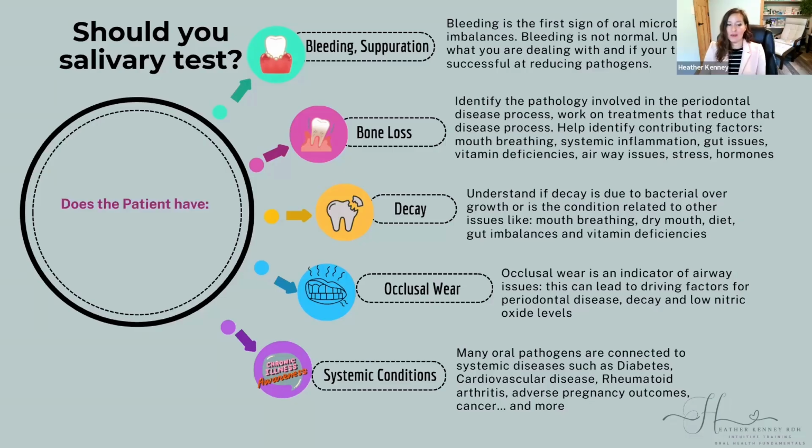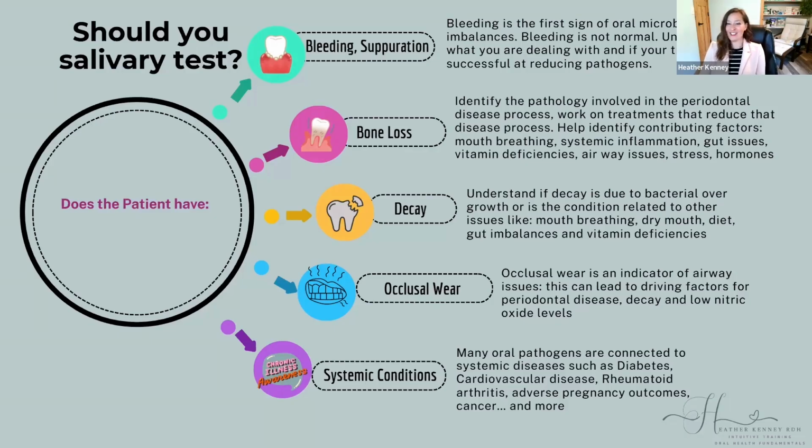Occlusal wear. Someone who's clenching and grinding probably has some airway issues and might be deficient in nitric oxide, which could lead to blood pressure issues. Bristol's test will tell you whether the oral microbiome has the capability of reducing nitric oxide, which is an important part of vasodilation. So if someone does have occlusal wear, there are probably some oral microbiome imbalances that could be impacting systemic health. That's another really great reason.